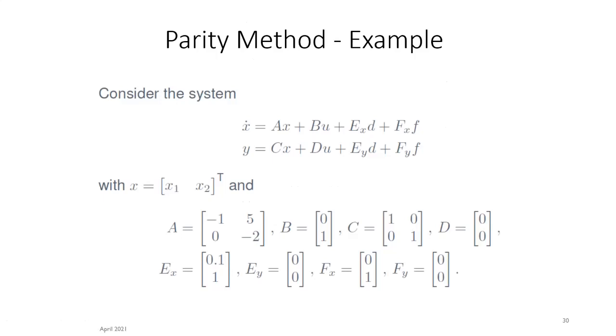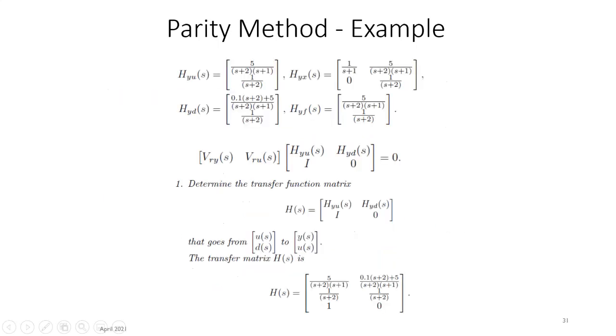It's the same example that we had, and we considered that using the parity method in time domain. So A, B, C, D, and so basically we have EX and FX as well. So when I say form the matrices, you need to calculate these transfer functions. So these are the transfer functions we have. And finally, we need to form this matrix. So basically, that's the main matrix we have here, HYU, HYD, I, and 0. So you have calculated HYU, HYD, and I is identity, and 0. So this is H of S.